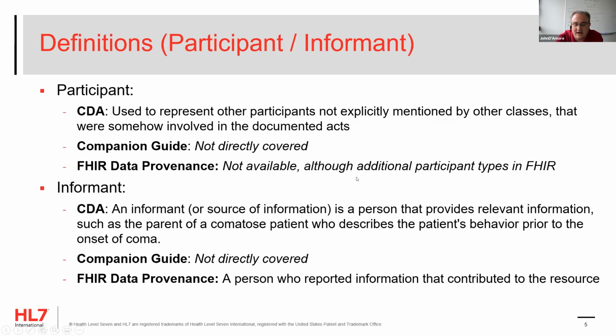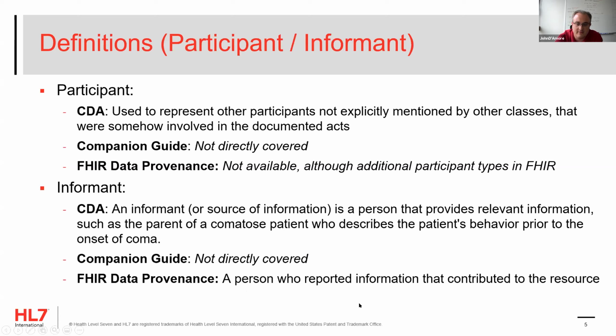There are certainly other things we could define, but the two other ones we'll talk about today are just participant and informant. I really should have put participant last here, so we'll do informant first. An informant or source of information is a person that provides relevant information, such as a parent of a comatose patient who describes the patient's behavior prior to the onset of the coma. The companion guide doesn't directly give a definition that I could find for informant, but I think the CDA one is pretty descriptive.